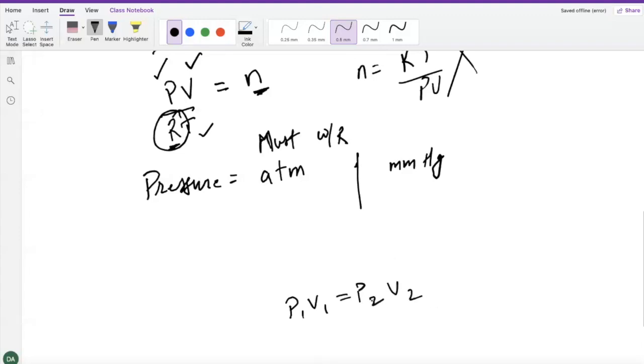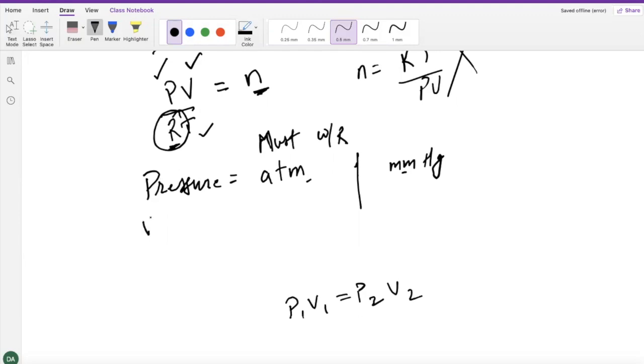Let's say this is my equation, okay? P1V1 equals P2V2. Do you see R in this equation? No, there's no R. When you don't have R, you can use any unit for pressure, atm or mmHg. Both are fine. Does that make sense, guys? Yes. Okay.